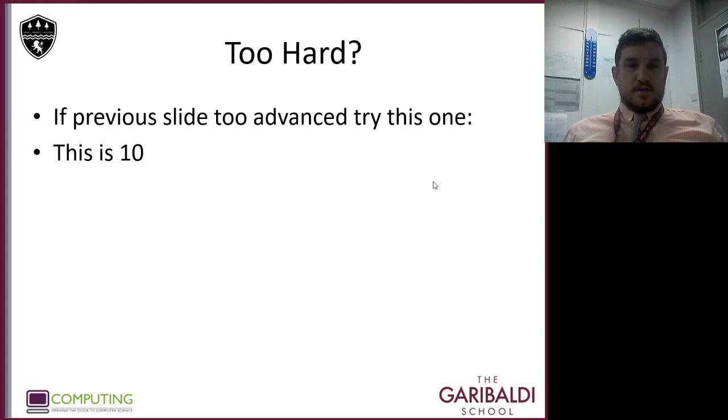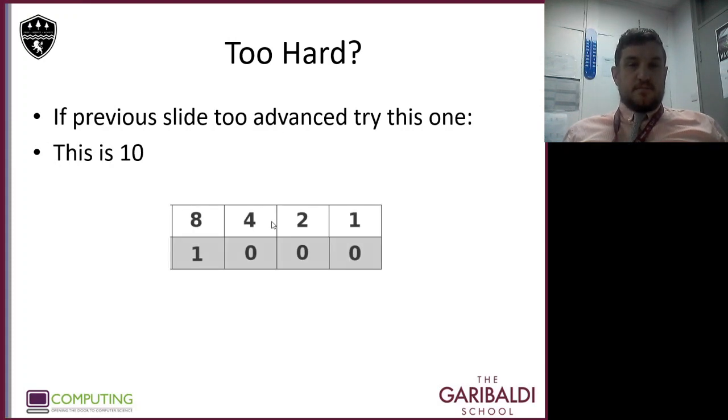Now if we want to have a look at one more example, let's break it down into a 4-bit byte. This would be the number 10. So we've got 1, 0, 0, 0. Remember, we only add up the columns where there's a 1.